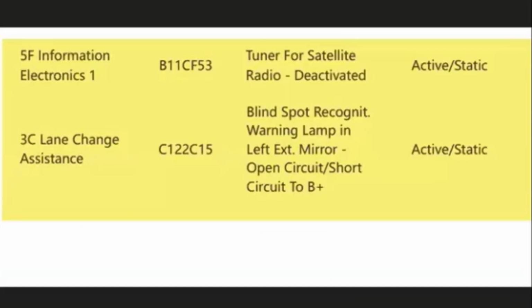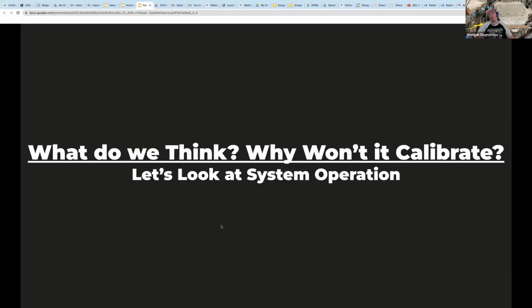Only 2. The one fault code that comes back on literally every Volkswagen, because I've never met a person who actually does activate the satellite radio. So you'll always get that fault for satellite radio deactivated. And then the only other fault we had was blind spot recognition warning lamp. So why won't it calibrate?